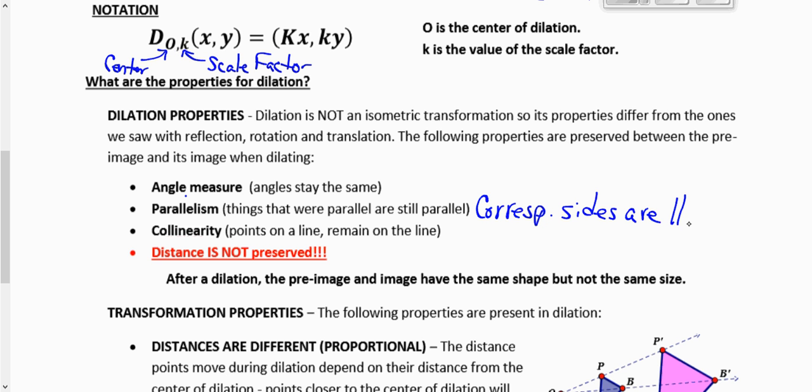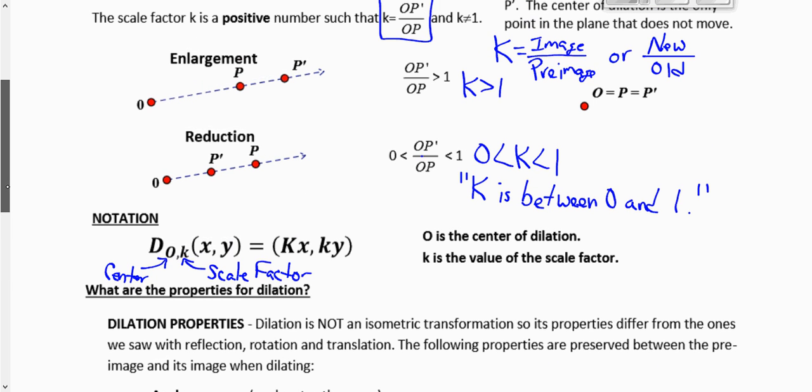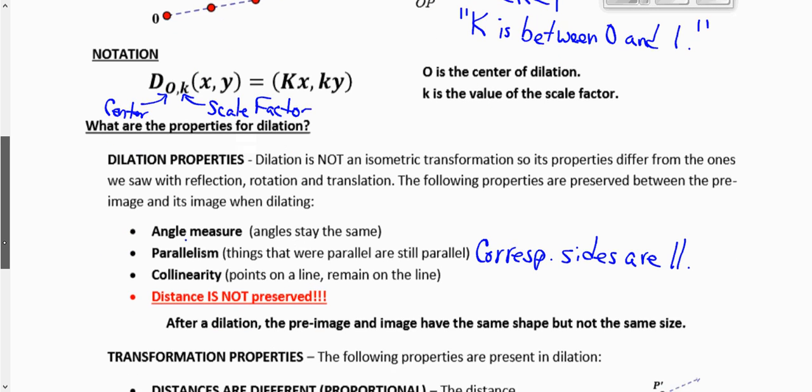So if they lie on the same line, and you dilate, then they stay on that same line. Kind of like this one up here, right? We dilate at point P. The center here was on the line that we're dilating, so it stayed. Okay? And we'll look at some other cases.